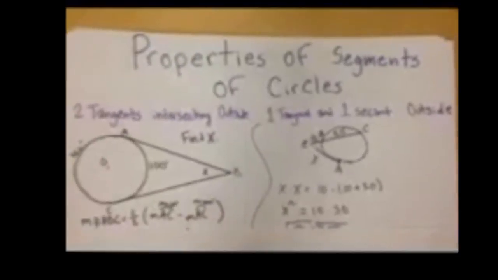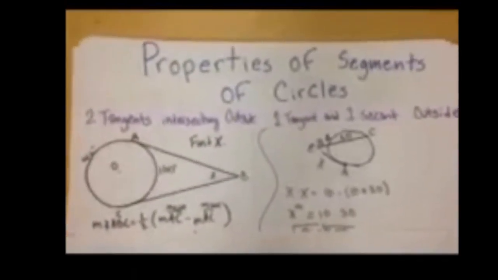Now here, when the angle is outside of the circle, like angle measure 1, you do the opposite arc, which is 20, minus the closest arc, which is 4. So when you have 20 minus 4, you divide it by 2, and that'll get you the measure of angle 1. This is properties of segments with circles.